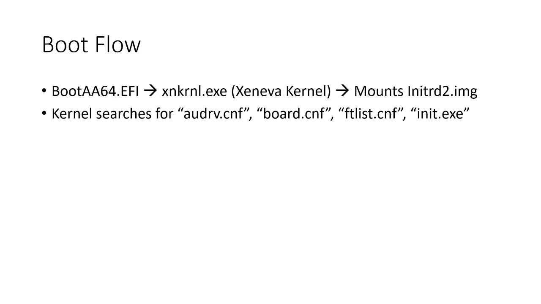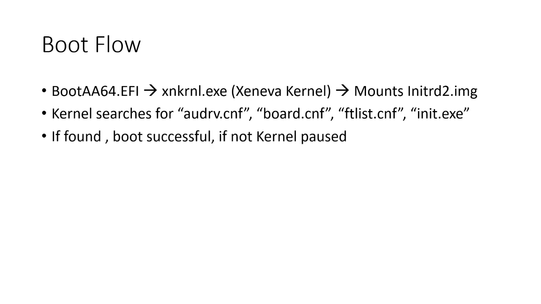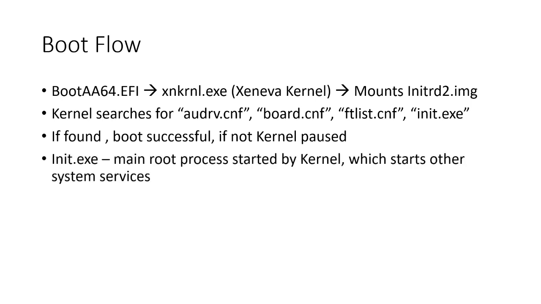Important files inside initrd2.img that the kernel finds are audrv.cnf, board.cnf, ftlist.cnf, and i90.exe. Without these files, the kernel fails to boot. We'll discuss these files in detail in upcoming videos.